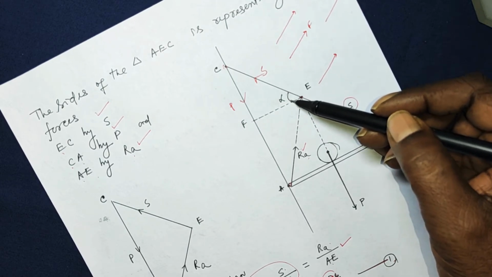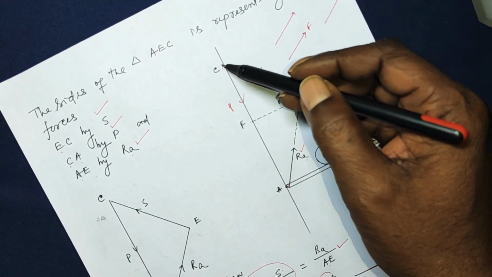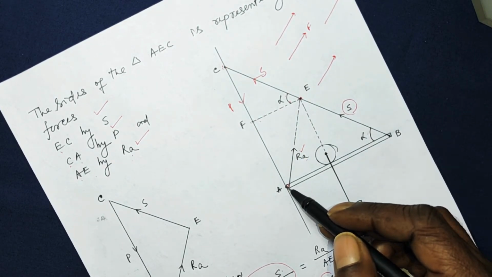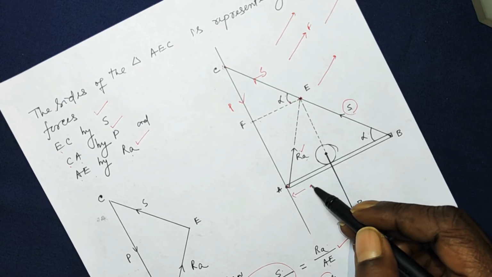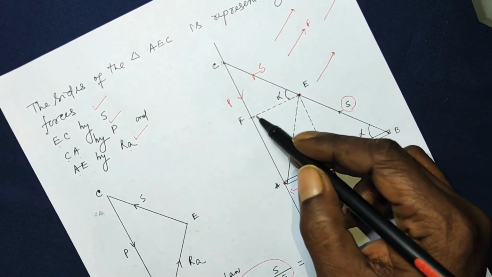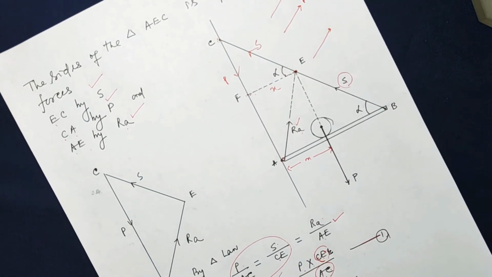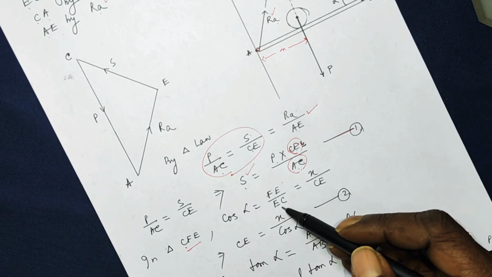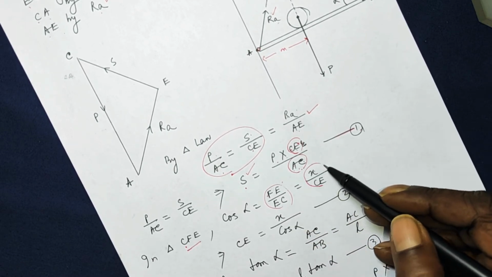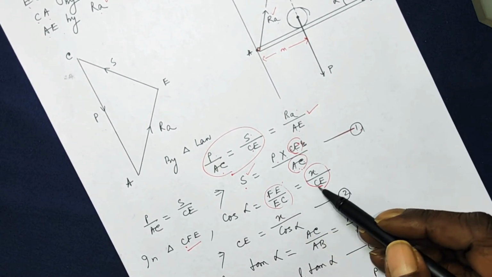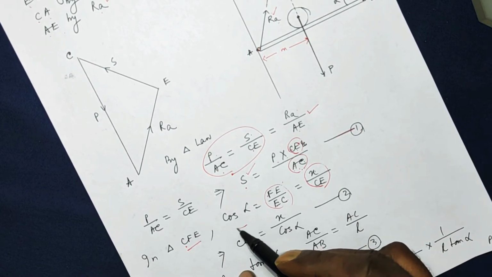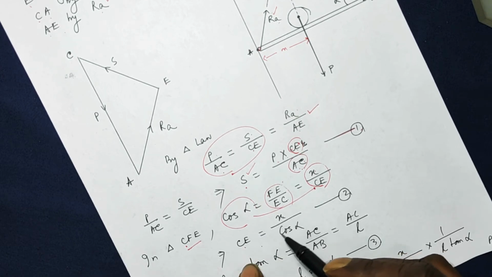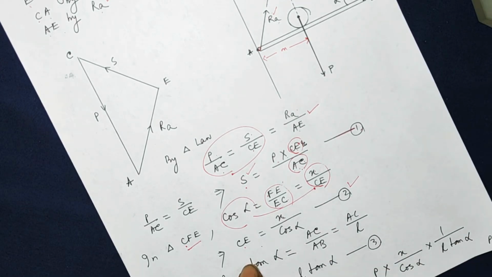if you take cos of this angle, it will be base over hypotenuse. The base from here to here is the same thing as from here to here, which was given in the question as x. So from here to here is also x. So cos alpha is equal to FE over EC, that is x over EC. EC is the same thing as CE. So if you cross multiply these two, you get CE is equal to x over cos alpha. Make it equation 2.